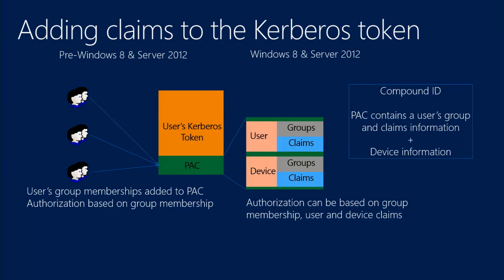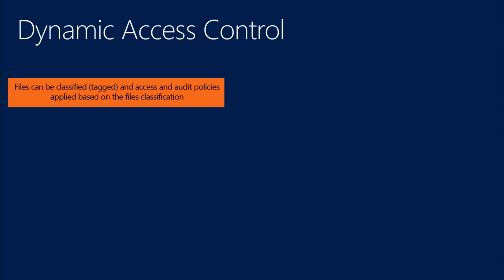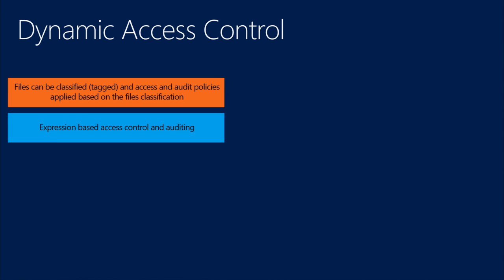Plus, I can add claims. All a claim is, is an Active Directory attribute that's been marked as a claim. So we could take the office location string, mark it as a claim, and then it will be added to the Kerberos token. We could say, if the device is so-and-so, and the user is in the New York office, then allow access. So you end up with a very rich capability called dynamic access control. Files you can now classify and tag, and you can apply this to audit policies as well. And we've got this expression-based access control that we can use.